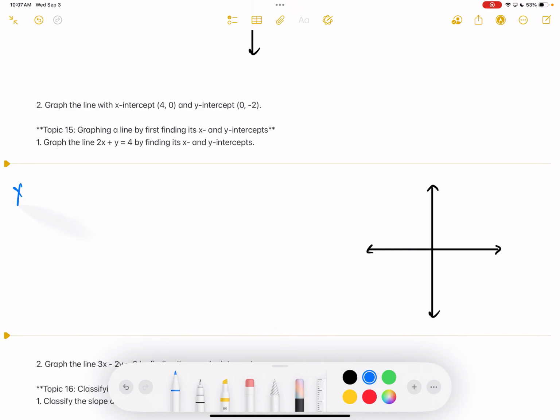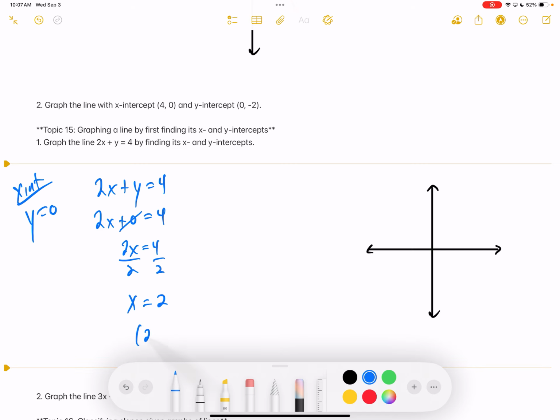Okay. To find my x-intercept on this one, I plug in y equals 0. So I'm plugging a 0 in for the y. That 0 just goes away, so I have 2x equals 4. Divide by 2, and x is 2. So my x-intercept is at the point 2, 0.